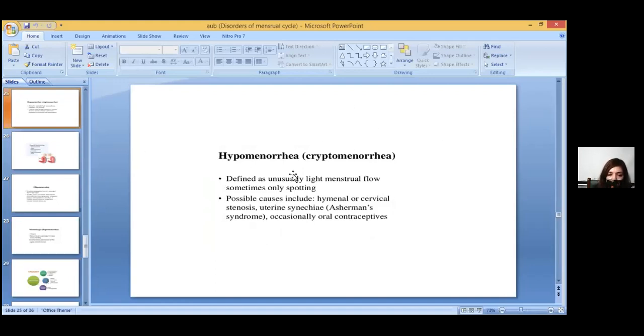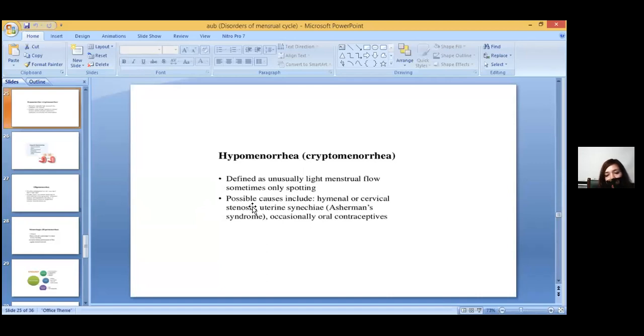अच्छा जी, हाइपोमेनोरिया. हाइपोमेनोरिया मींस the periods are regular but the bleeding is very mild. It's just like spotting. ठीक है, the possible causes include the cervical stenosis, or the uterine synechiae, that is also called as the Asherman syndrome, and very less likely with the oral contraceptive pills.